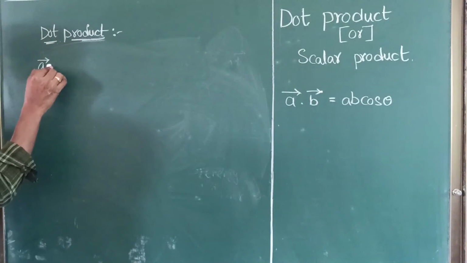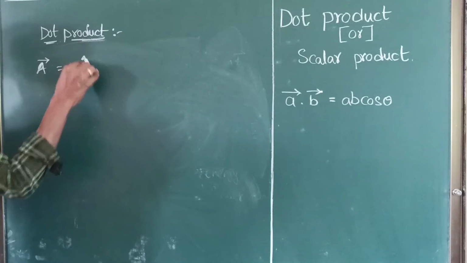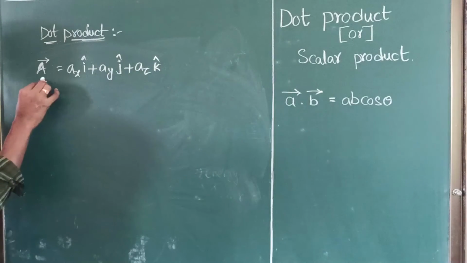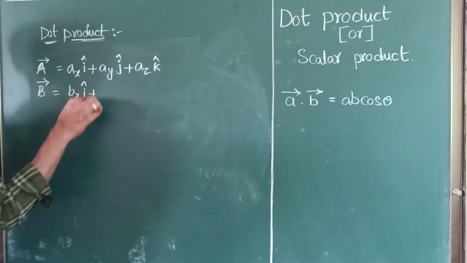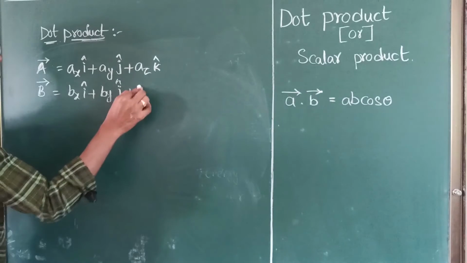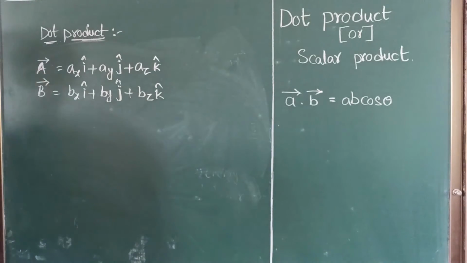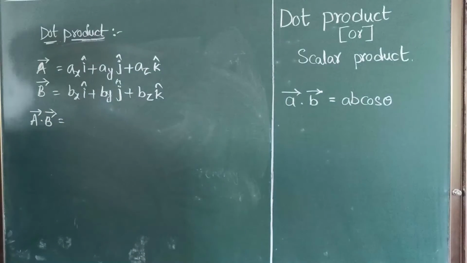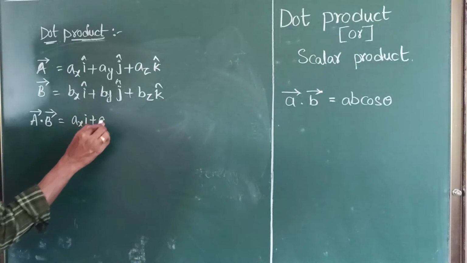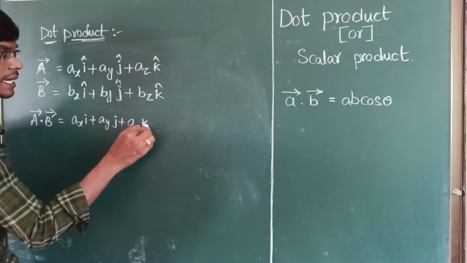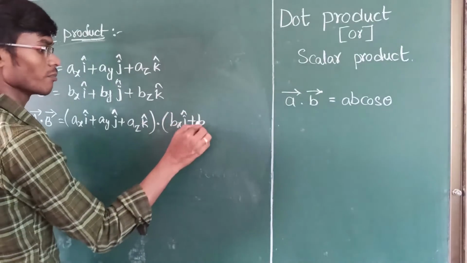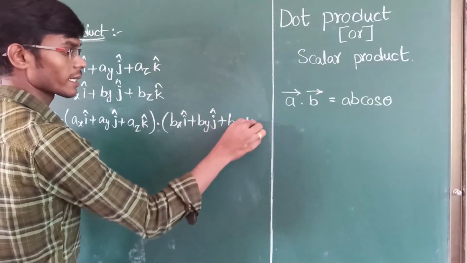Here, if I consider A bar equal to Ax i cap plus Ay j cap plus Az k cap, and B bar is equal to Bx i cap plus By j cap plus Bz k cap, then the dot product of A bar and B bar can be written as A bar dot B bar is equal to (the dot product is represented with the symbol dot) Ax i plus Ay j plus Az k cap dot Bx i plus By j plus Bz k cap.